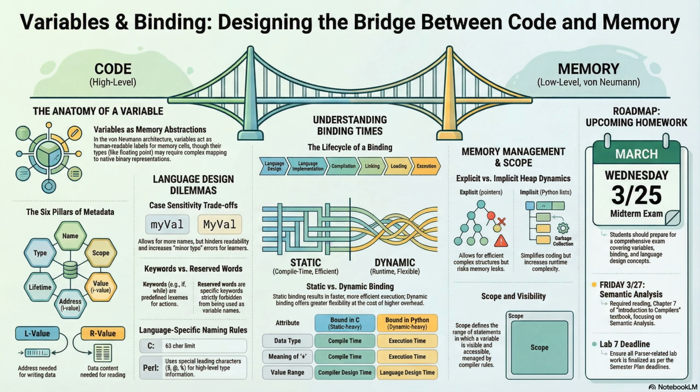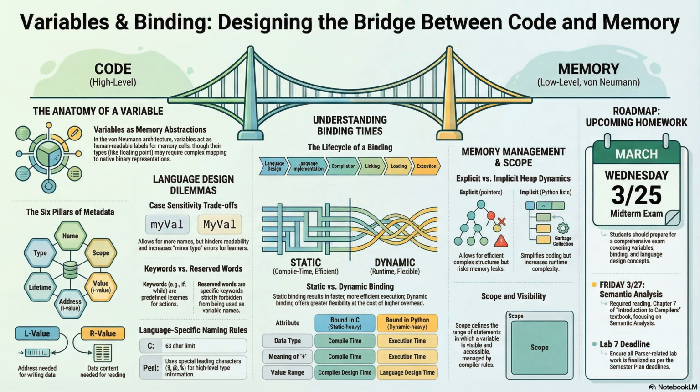We have static type binding, where the type is locked in before the program even runs. You either explicitly declare it, like typing int index, or the compiler implicitly figures it out based on the context. Either way, once it's set, it's set.